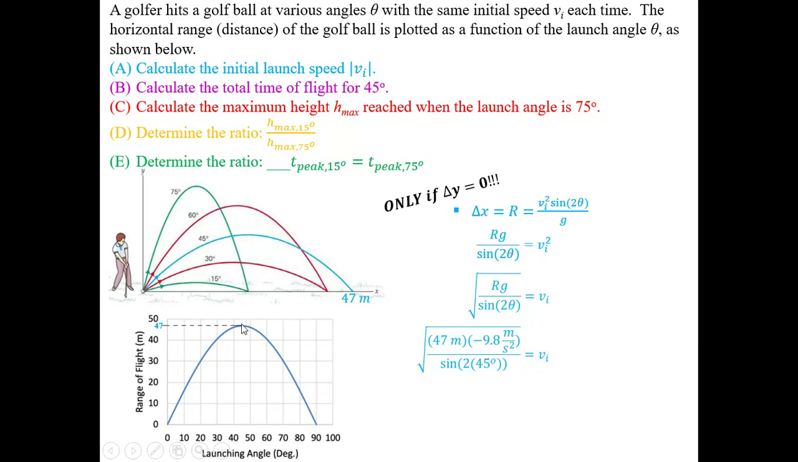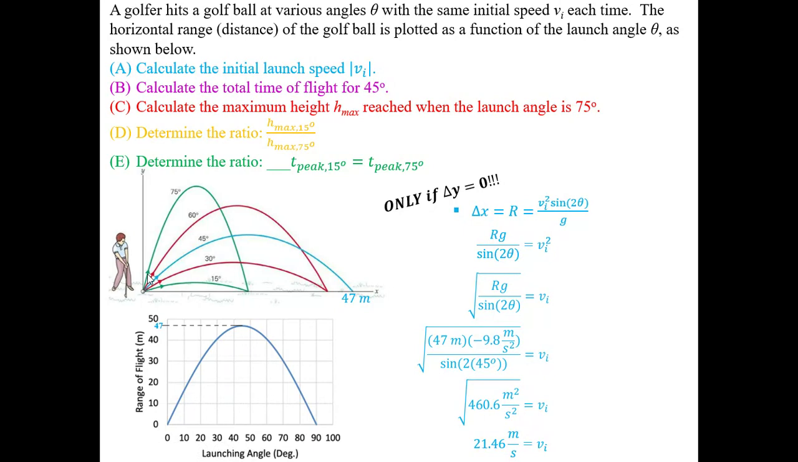So at 45 degrees, I go up. The value on my vertical axis, which is my range here, is 47 meters. Once you do that, simplify the stuff underneath the radical. That'll give you 460.6, and then the square root of that will give you 21.46. So the initial speed is 21.46, not the velocity. Keep in mind, velocity and speed are different here because the angles are different. The velocities will be different each time, but each time the ball is struck, it leaves the golf club with the same initial speed of 21.46 meters per second.